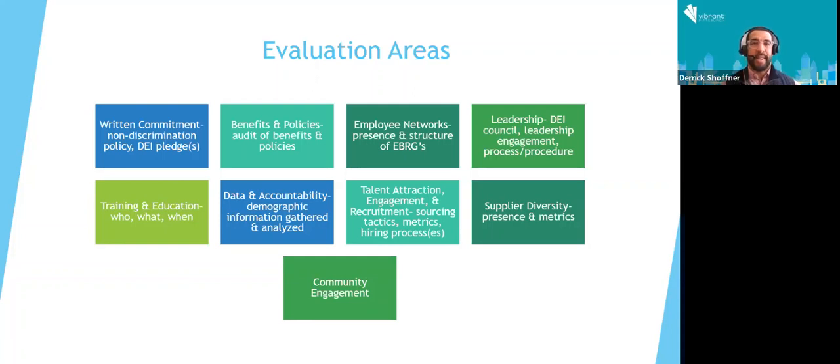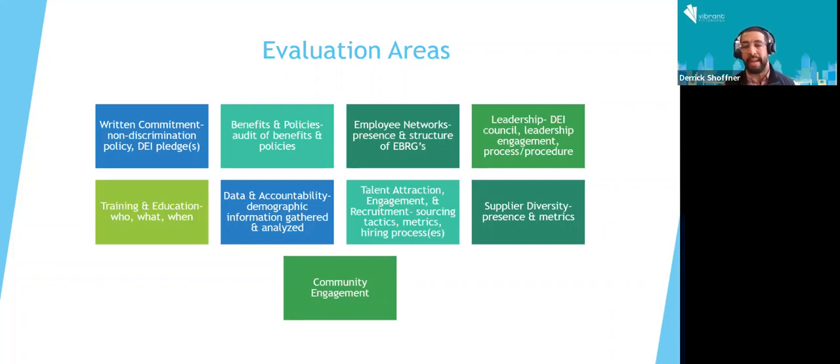Training and education measures just that. The who of who's receiving it, the what of what they are receiving in terms of topics of training and education, and when, at what frequency, so to speak. So those are 3 things that are assessed within training and education. Data and accountability assesses the demographic information that your organization is gathering and the ways in which they're analyzing it.